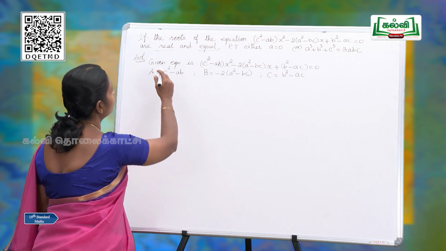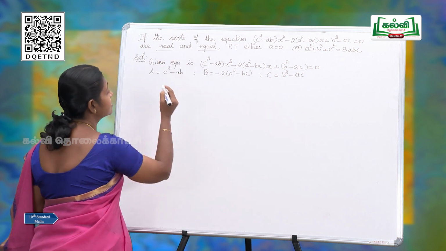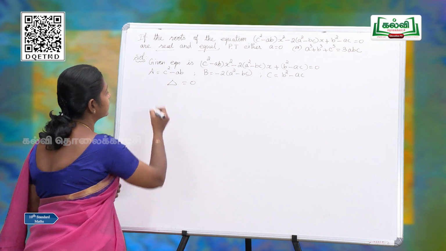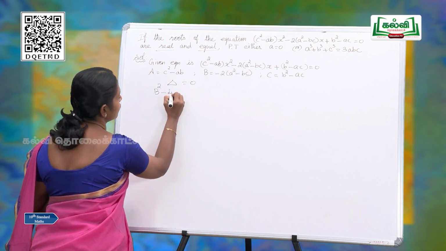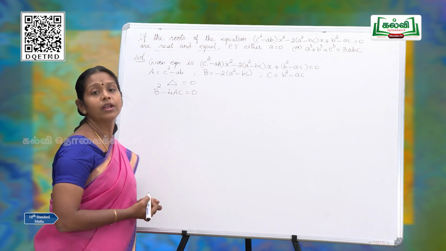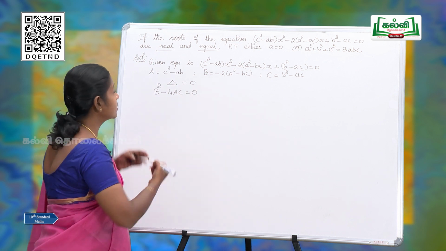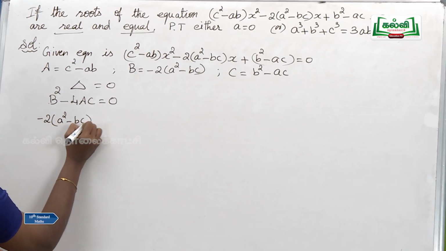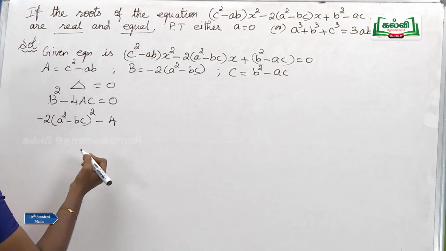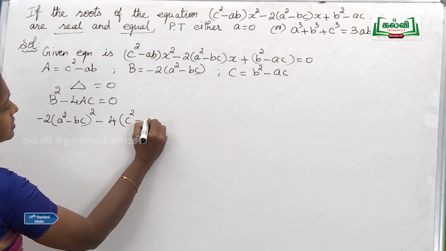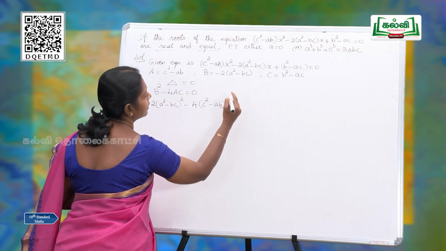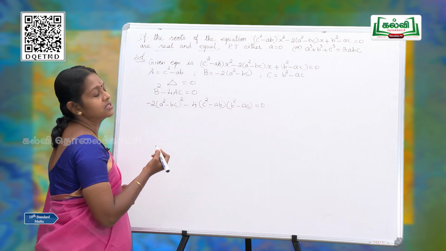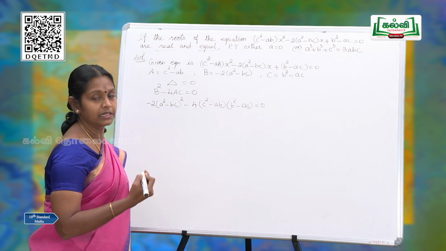Okay, right. And you all know the clue is what? Real and equal. When is it real and equal? When delta equal to 0, then it is called real and equal. What is delta? Already we have done more sums in this, so you are familiar with the formula, right? So B squared minus 4AC is equal to what? 0. What is B here? Of course, minus 2 of (a squared minus bc) whole squared, minus 4 into what is A? (C squared minus ab), and what is C? (B squared minus ac), which is equal to 0. So we have to equate that to 0 till the end of the sum.